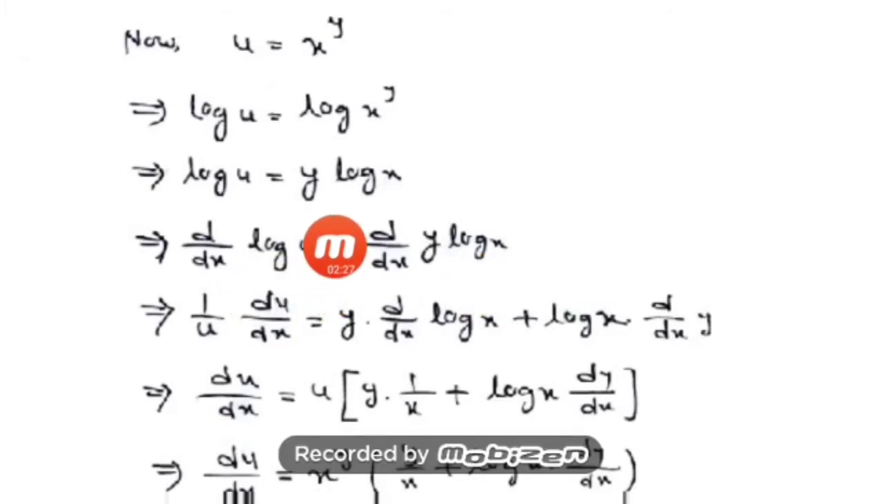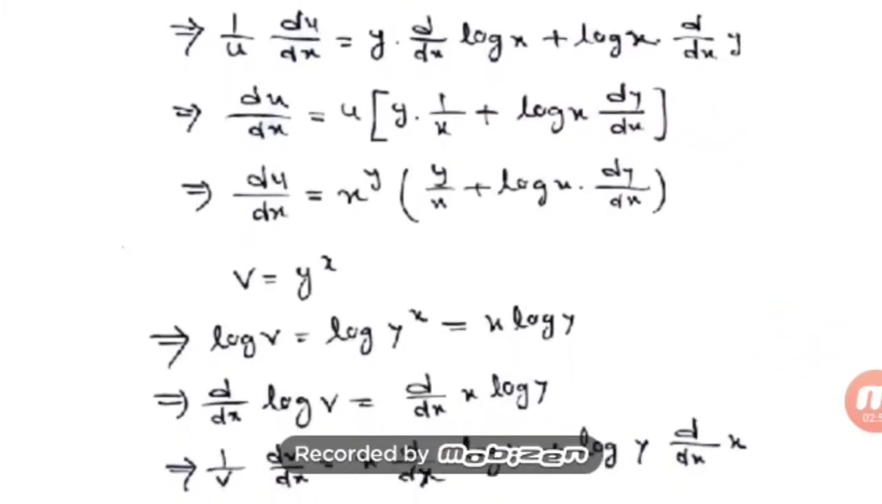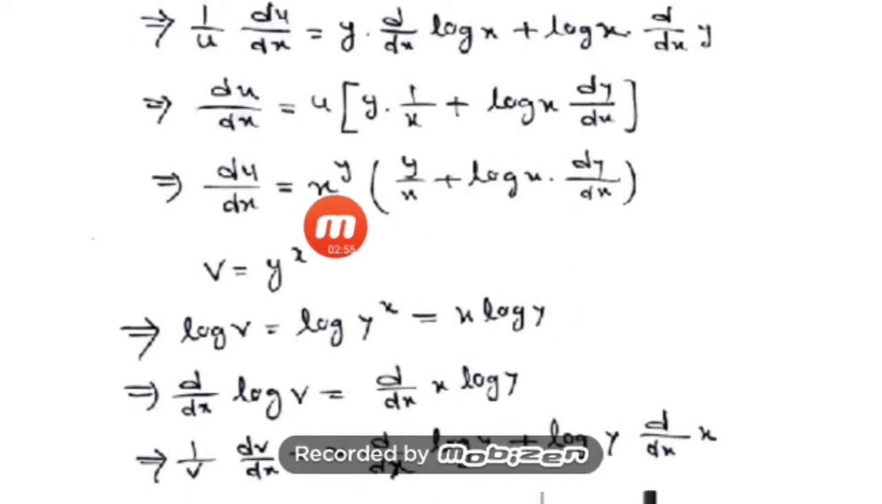So using the chain rule, thinking of u as x, we can use the log x formula. d/dx of log x is 1 by x, so it will be 1 by u du/dx. Here applying the product rule, it will be equal to first function into derivative of the second function plus second function into derivative of the first function. That is, du/dx equal to u times y into 1 by x, log x into dy/dx. After that we put the value of u as x to the power y: du/dx equals x to the power y, y by x plus log x dy/dx. So here we have got du/dx.